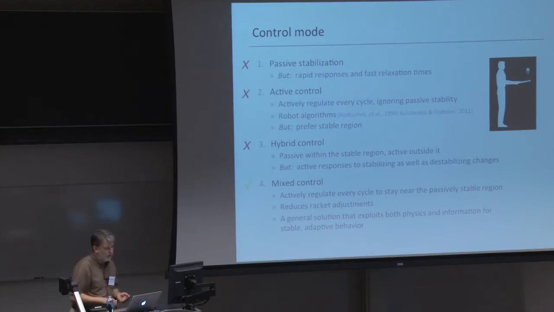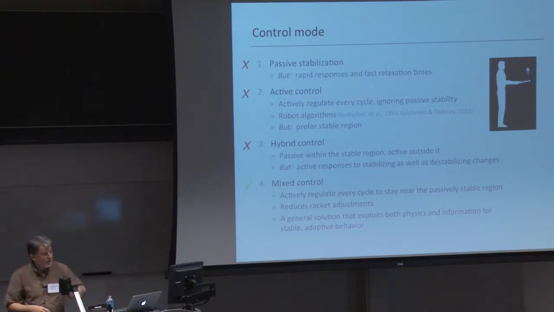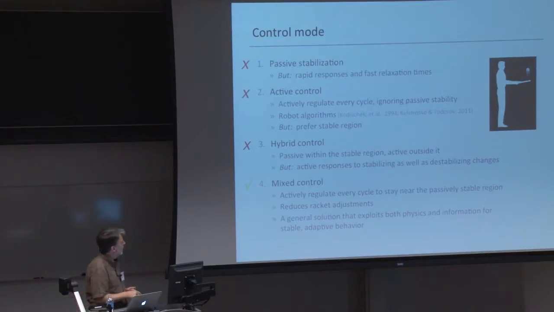So it's not hybrid control. We think it's something that we're calling mixed control, where you're actively regulating every cycle, but you're doing so to stay near the passively stable region, presumably because that reduces the amount of control, that is the racket adjustments that are necessary, and the magnitude of the racket adjustments that are necessary.